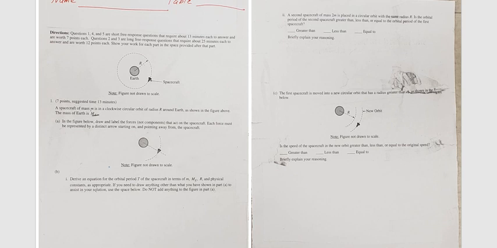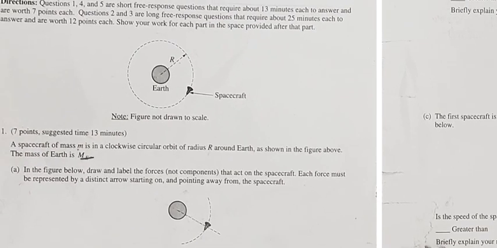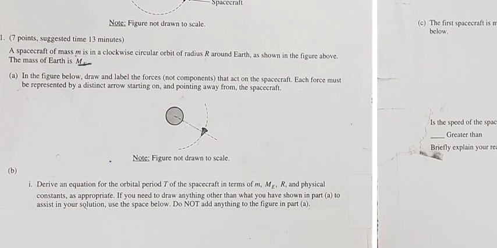Okay, so we have a 7-point orbit problem here. It's pretty straightforward. You take a quick look at it, and you're going to see something that looks like a circle. Kind of read down, just glance over it a little bit, and I see the words circular orbit. So that's a good thing. Then I'm looking at a figure below.